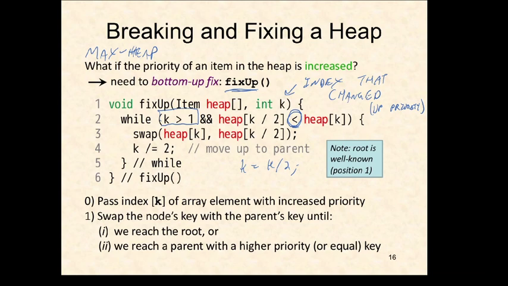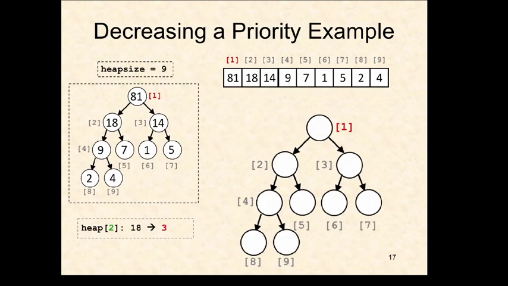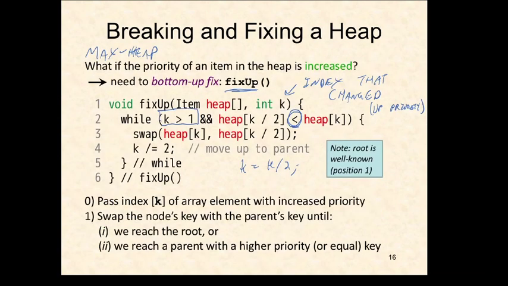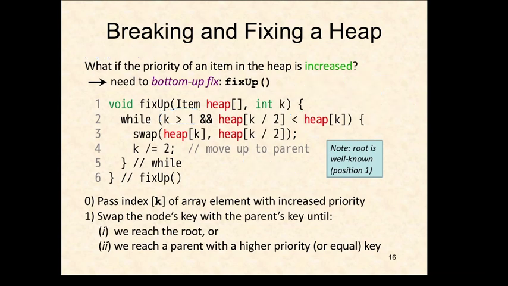So the loop stops if we have reached the root, the loop stops if we've restored the heap property. So that's fix up. Now, what about if a value decreases? Wait a minute, before we do that, let's erase all our notes here. Let's talk about complexity. That's important.